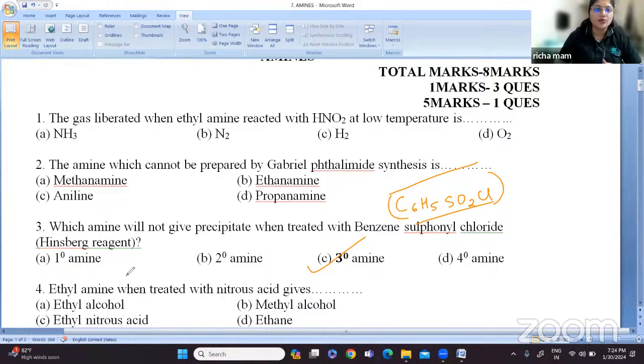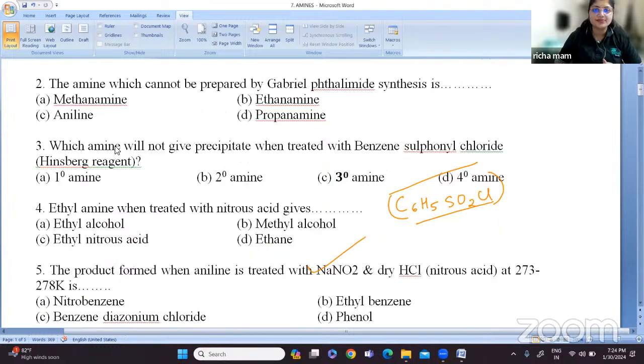Moving forward, next question, fourth question. Ethylamine, when treated with nitrous acid, gives: A. Ethyl alcohol, B. Methyl alcohol, C. Ethyl nitrous acid, and D. Ethane. Priyanka has answered it as A. Others?